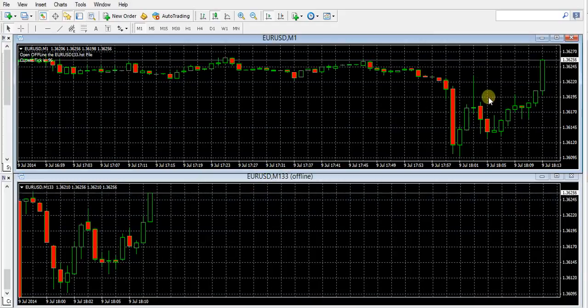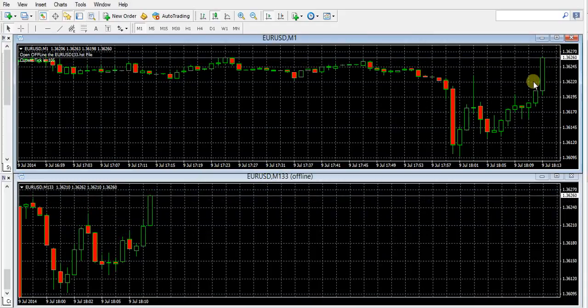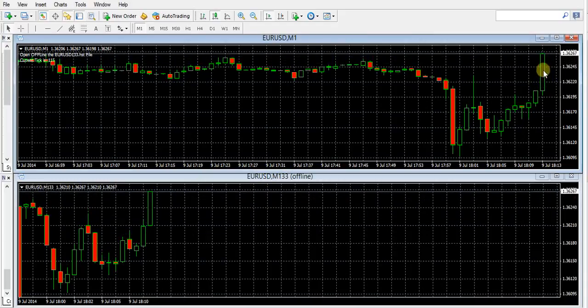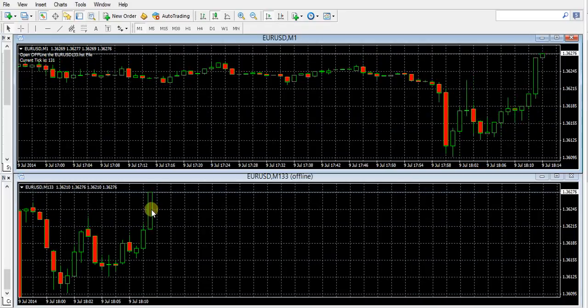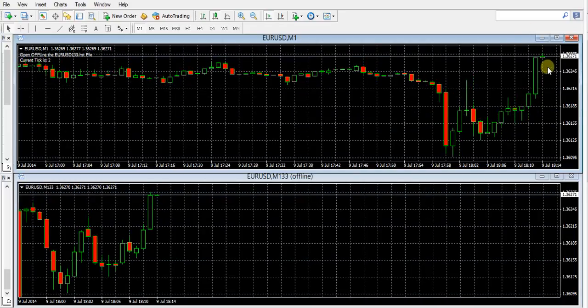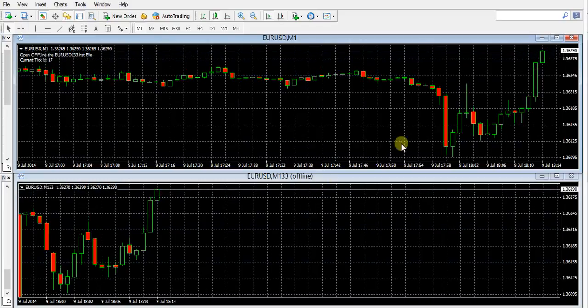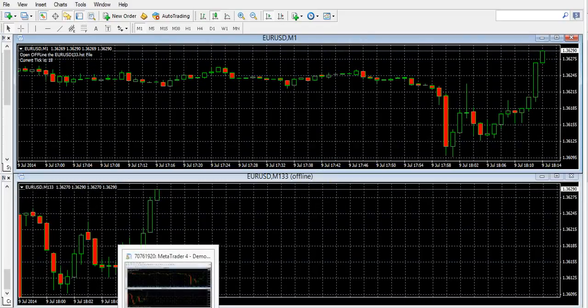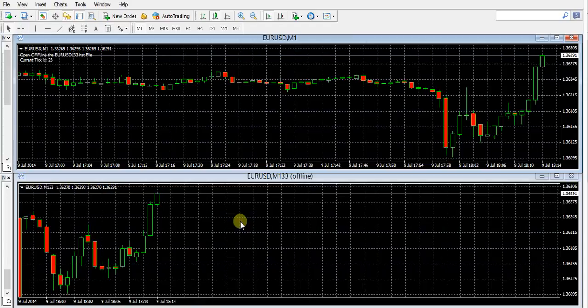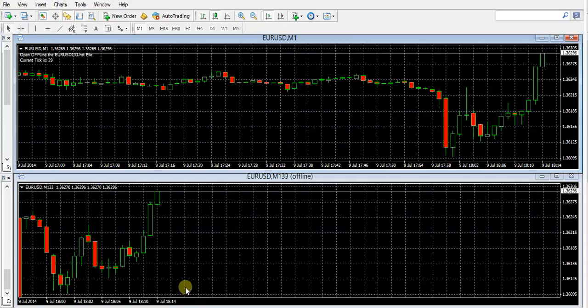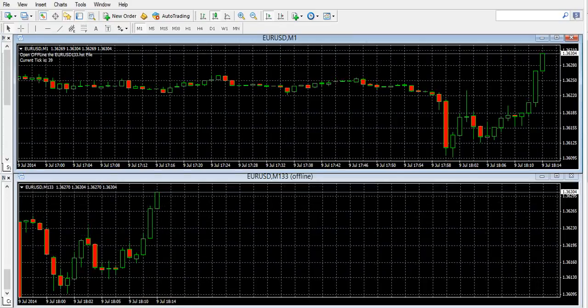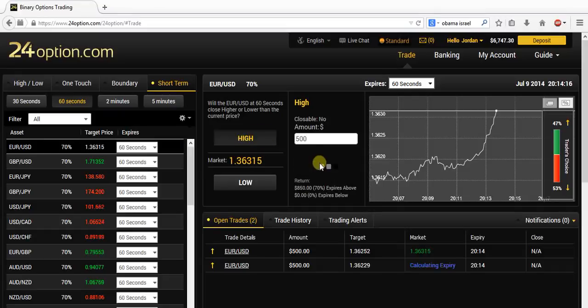So we have confirmation of the trend here, and as I talked about, this is a perfect example of using this principle of confirmation of the trend. Three bullish candlesticks forming here, three more bullish candlesticks forming here on the M1 chart. Perfect execution of this strategy. That's going to be $700 made profit right there.